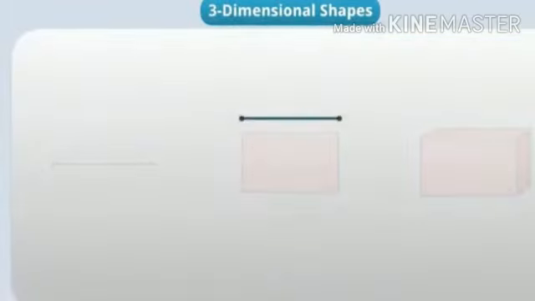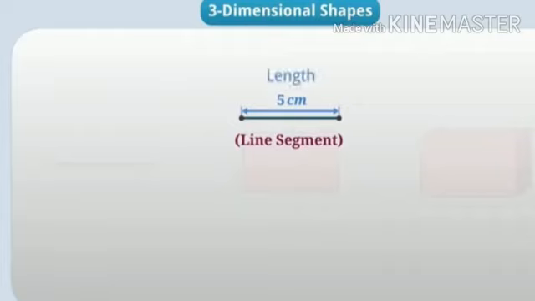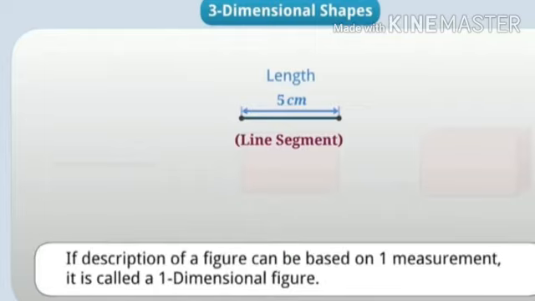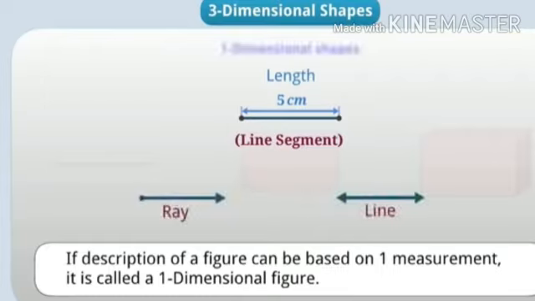There are 3 figures here. The first figure is a line segment whose length is 5 cm. Here we have described this line segment only on the basis of length, that is, only on one measurement. In this way, if we can describe a figure on the basis of just one measurement, then we call it a one-dimensional figure. The ray and the line are also one-dimensional figures.